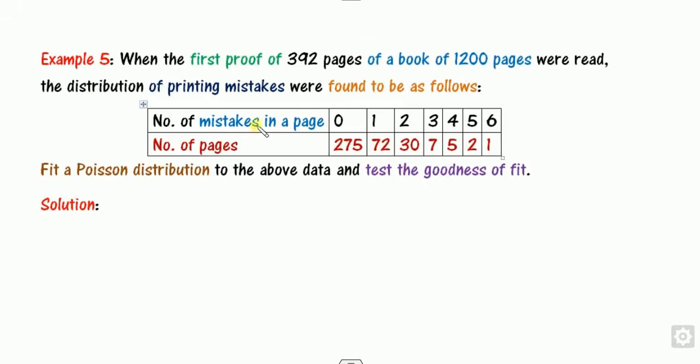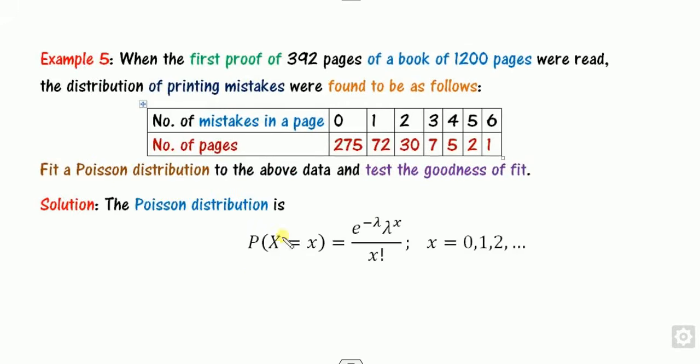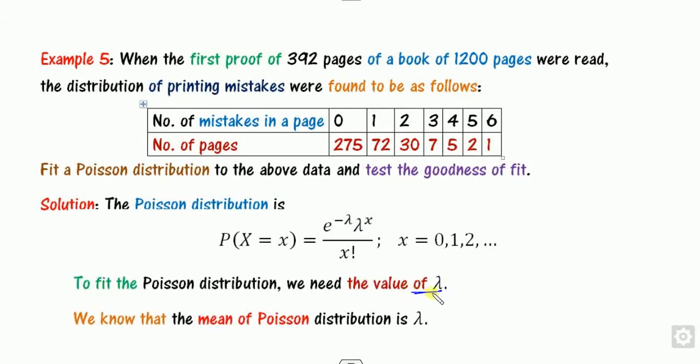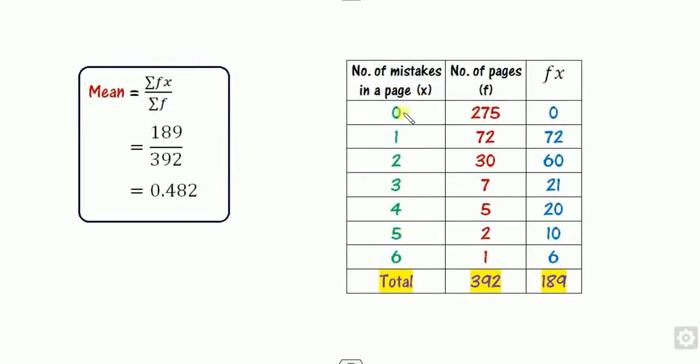Look at that, in this case you have to fit the Poisson distribution. So what is the Poisson distribution? This is it. In order to find the Poisson distribution, the unknown parameter is only lambda. How do you find lambda? You all know that lambda is nothing but the mean. So how do you find the mean? If you have the frequency, you can calculate the mean. So the mean is fx by f. So this is the f, this is x, you can multiply, you can calculate the mean. So this is nothing but lambda.